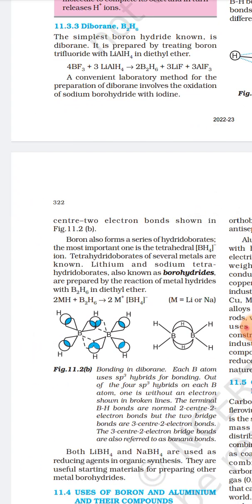Boron also forms a series of hydroborates. The most important one is the tetrahedral BH4 minus ion. Tetrahydroborates of several metals are known. Lithium and sodium tetrahydroborates, also known as borohydrides, are prepared by the reaction of metal hydrides with B2H6 in diethyl ether.